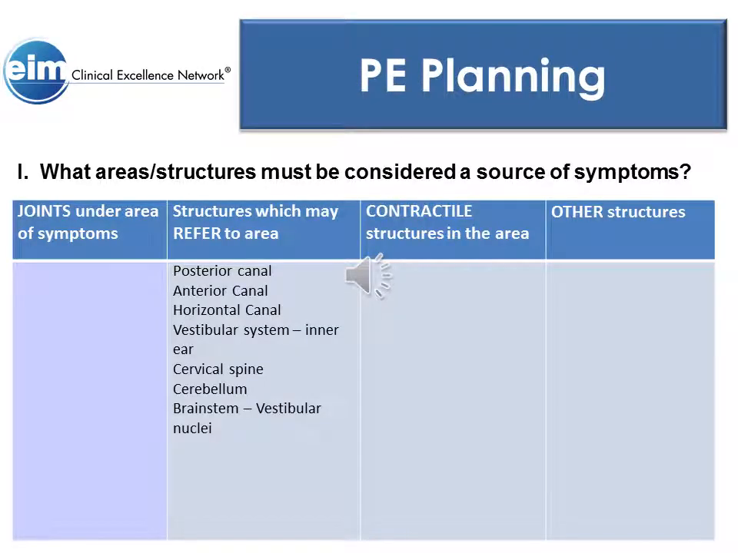Okay, so with planning the exam with a BPPV patient or a vestibular patient, we have to consider the different canals that the otolith might be floating around in and how the patient will present with these different nystagmus or different tests to rule in, rule out which canal it might be in. We also need to look at the vestibular system in general, the inner ear, cervical spine, cerebellum, and then the brainstem, vestibular nuclei. All of these structures may refer to the area and to the direct symptoms that the patient is coming in with complaints of.